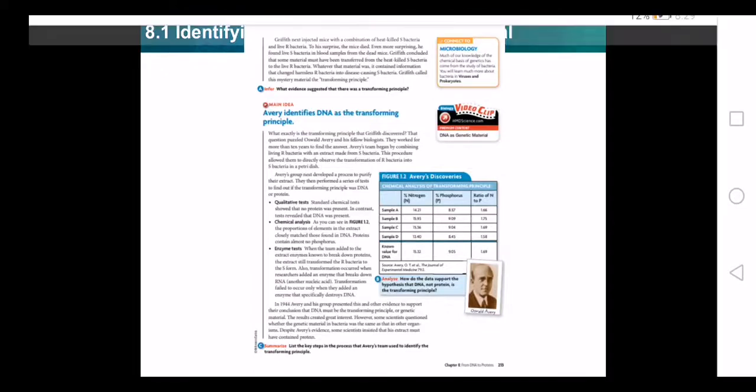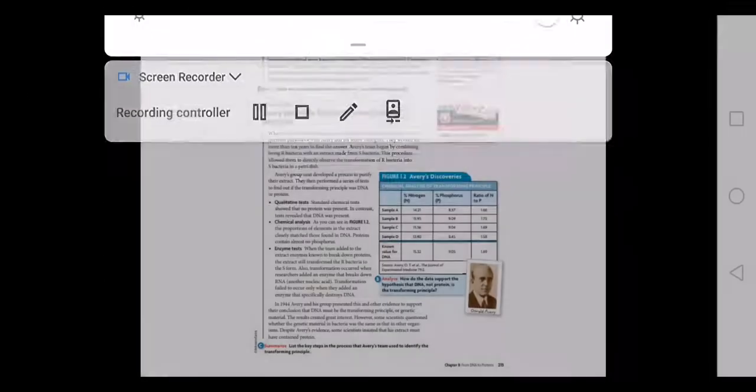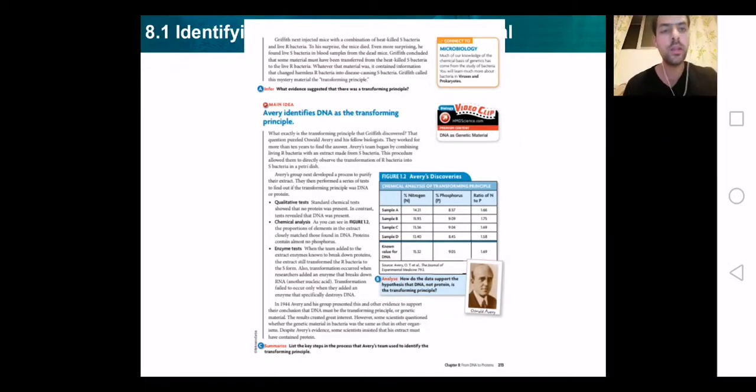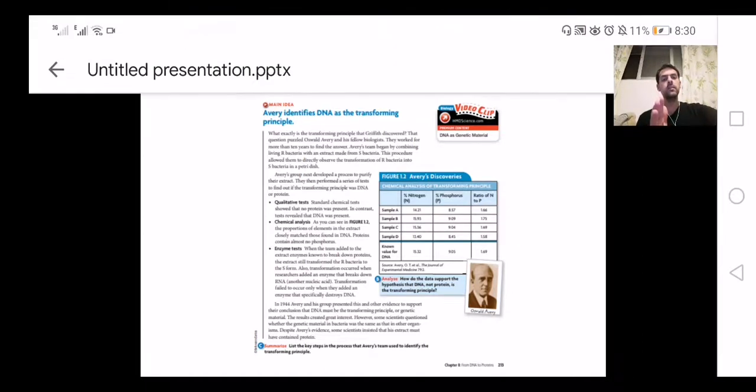Now, in this lecture, we are going to study the next experiment that happened after Griffith, done by a scientist called Oswald Avery. Avery, as you see his picture here, did a unique experiment based on the Griffith experiment. What he did is the following.